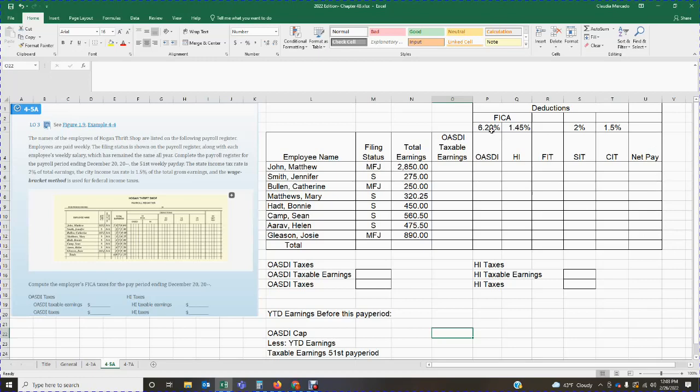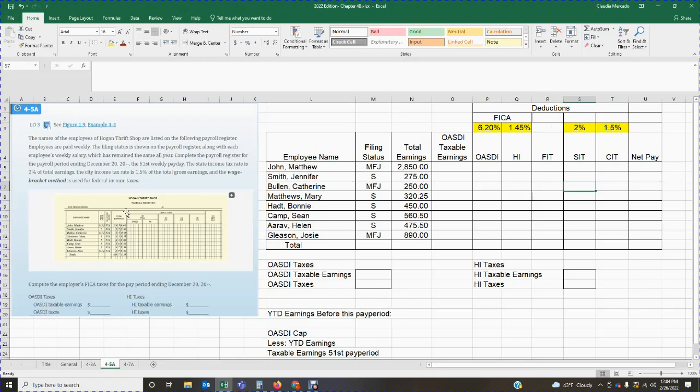What I've done is I have entered my tax rates on top for the taxes that are computable, where I need to multiply a percentage by a dollar amount, okay? So OASDI, it's 6.2%, okay? Now let me highlight these, that way we know these are my tax rates. HI is 1.45%. The state income tax is 2%, that is provided in the problem. And the city income tax is 1.45%, that is also provided in the problem.